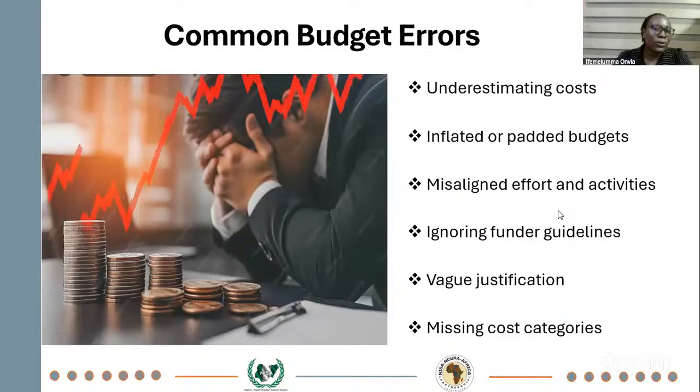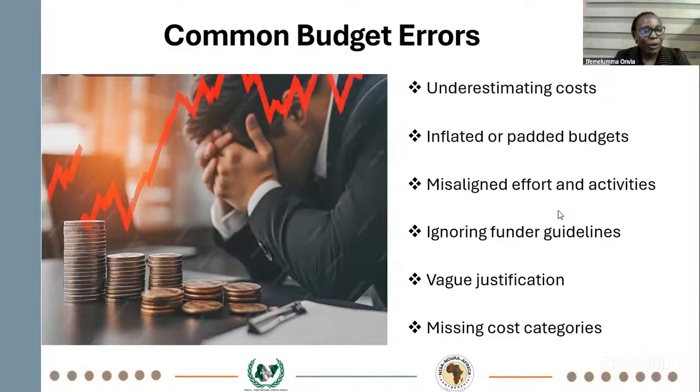So common budget errors. In preparing our budgets, there are errors we encounter or we make. You can see them listed here. Of course, if you follow the rules, if you follow the cost principle, most of these errors will be mitigated. They are mistakes, yes, and they are common, but they are completely avoidable. When you plan, when you read the funding opportunity, when you try to find out what the funder needs, then most of these errors can be avoided.